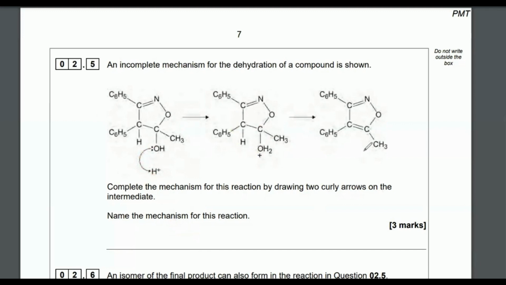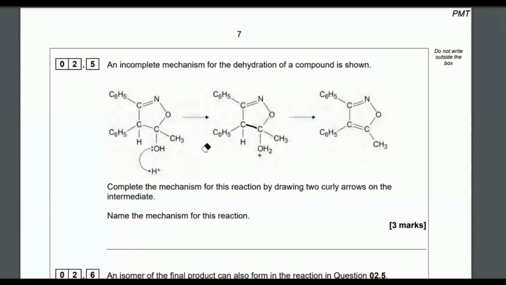Look at the finished product. What's happened? Have a look. There's a single bond here. Have a look at the finished product. Double bond. Where's that double bond come from? There was a hydrogen atom there, wasn't there? So what do you think has gone on there?